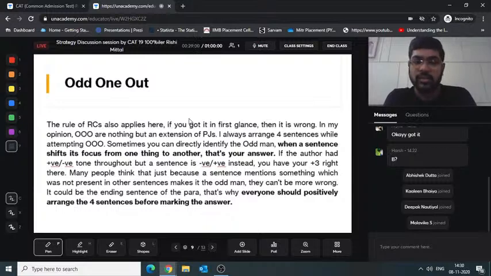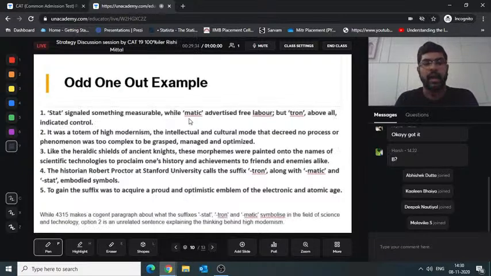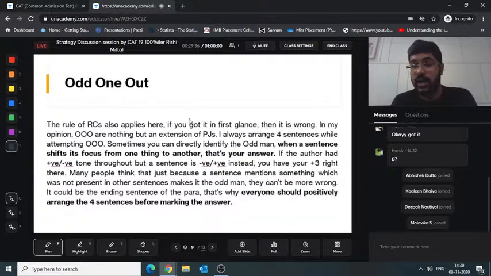So my advice would be to just try to make a nice four sentence PJ out of it and see which one doesn't fit. It will take time, but that is a good way to go about it. Now it could be the ending sentence of the paragraph, as I said. That's why everyone should positively arrange these four sentences before marking the answer. So that's the way to go about the para-jumble questions, the odd one out, and the summary questions. Again, I'll be discussing an example of the odd one out question and how to analyze them.